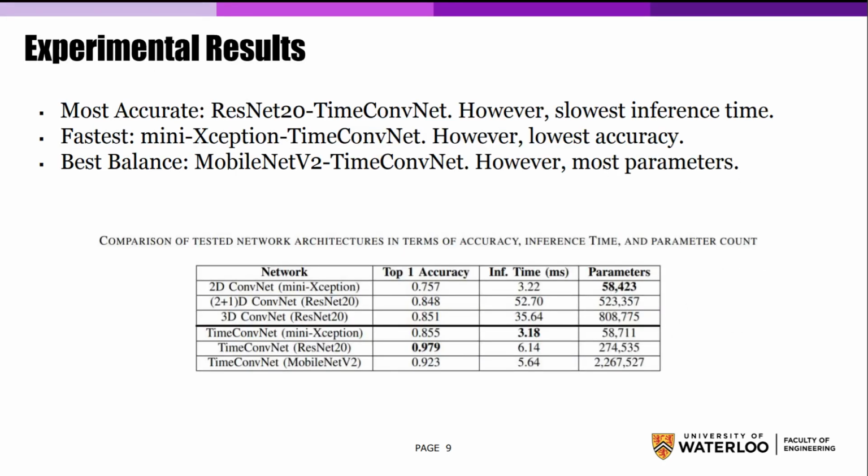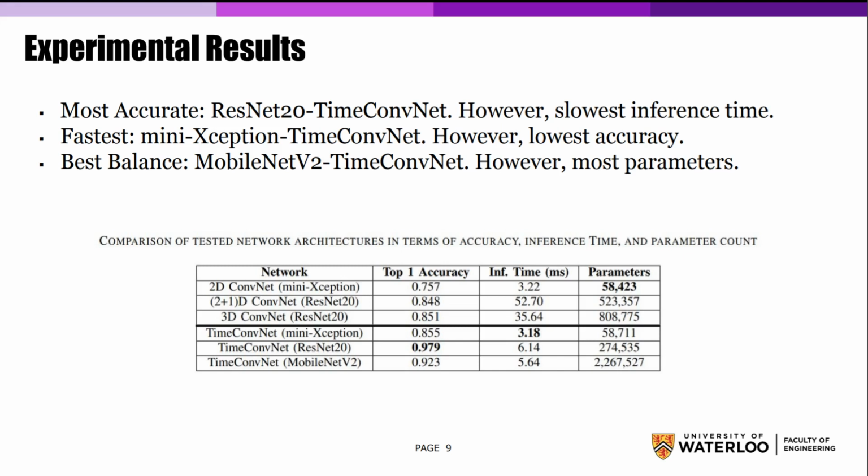We tested our TimeConvNets using 3 different backbone architectures: mini-exception, ResNet20, and MobileNet v2. We compare the results against a vanilla 2D mini-exception, a ResNet20 leveraging 3D convolution, and a ResNet20 leveraging 2+1D convolution. As shown, we can see that each of the TimeConvNets strikes a different balance between accuracy, inference speed, and number of parameters. For example, we can see that the TimeConvNet leveraging the mini-exception backbone has the fastest inference time out of them all, but actually has the lowest accuracy out of all the TimeConvNets.